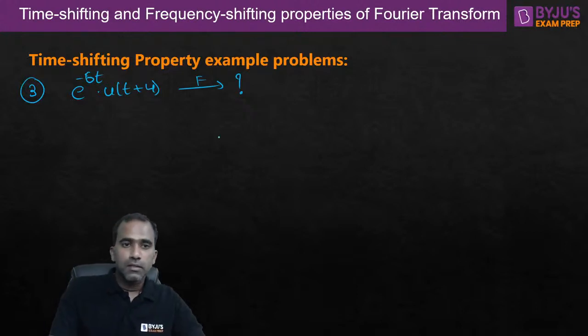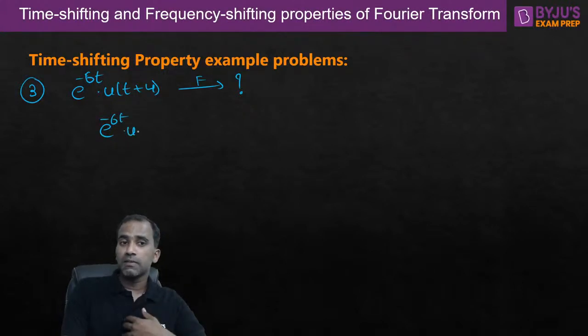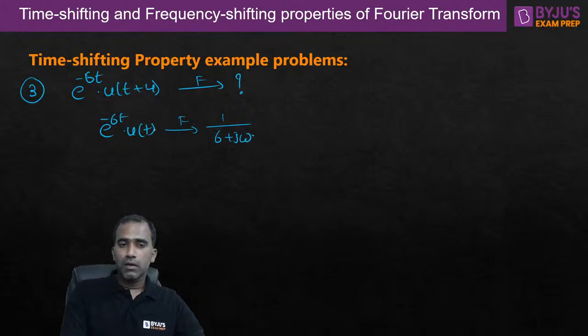Okay. Or else, what is the basic signal inside this one? The signal that we are comfortable with finding the Fourier transform: e power minus 6t into u of t without any shifting. Yes, we know it very easily. And that is 1 by a plus j omega, which is 1 by 6 plus j omega. That is the Fourier transform. Now, we don't know any property where only t is replaced with t plus 4 in this part. We don't know such a property, right?